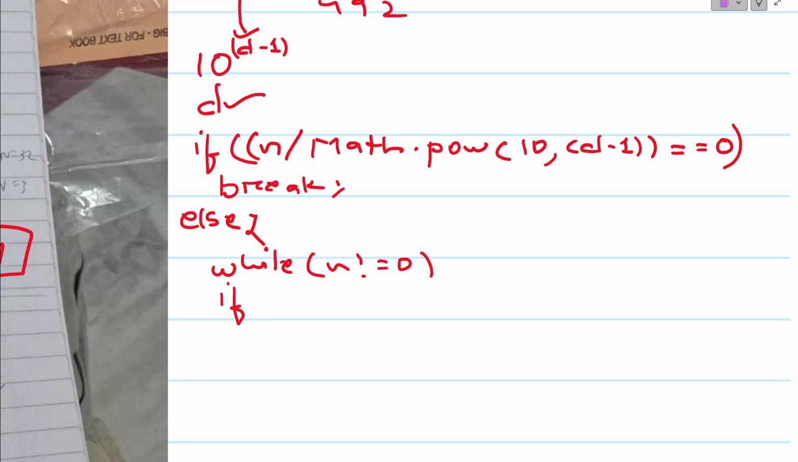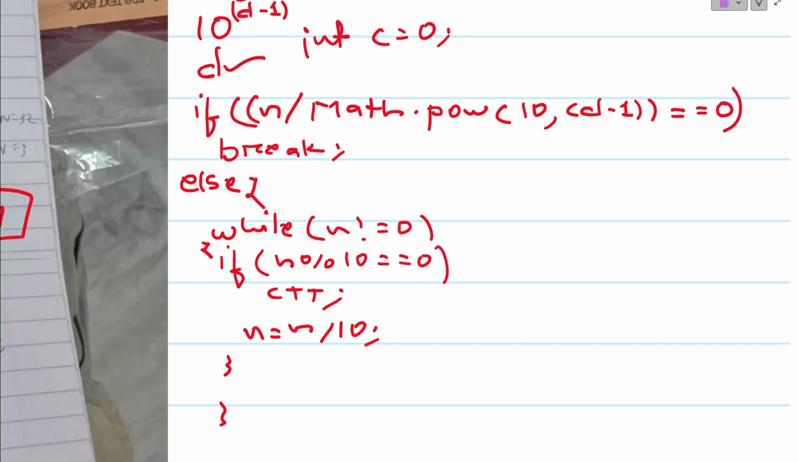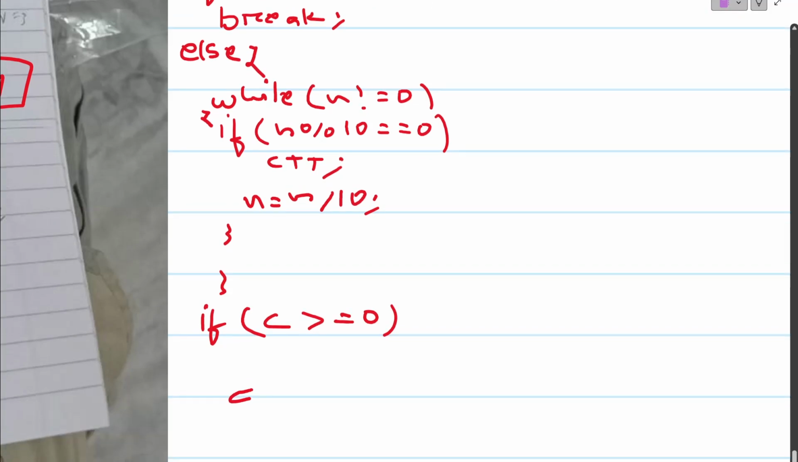If n modulus 10 is equal to 0, use a counter. Let me take c as my counter, c++. Okay, then n is equal to n divided by 10. My while loop is open and closed here. Then at last I will be checking that if my c is found to be greater than 0, then what will happen, then I can write. Why will this become 0?